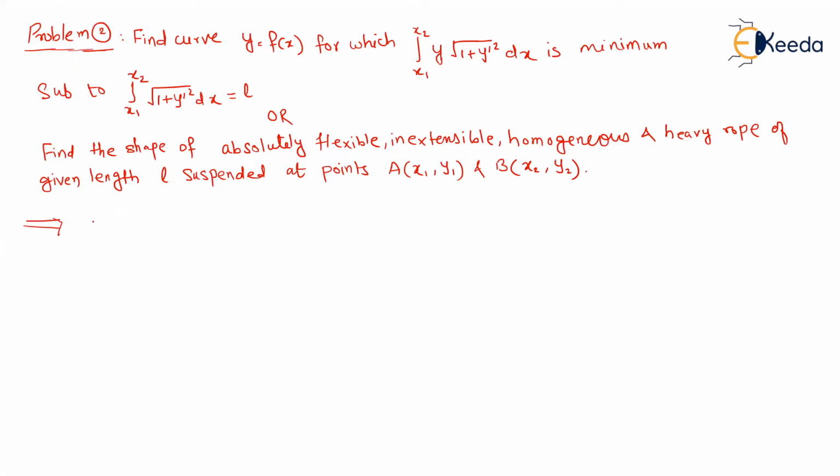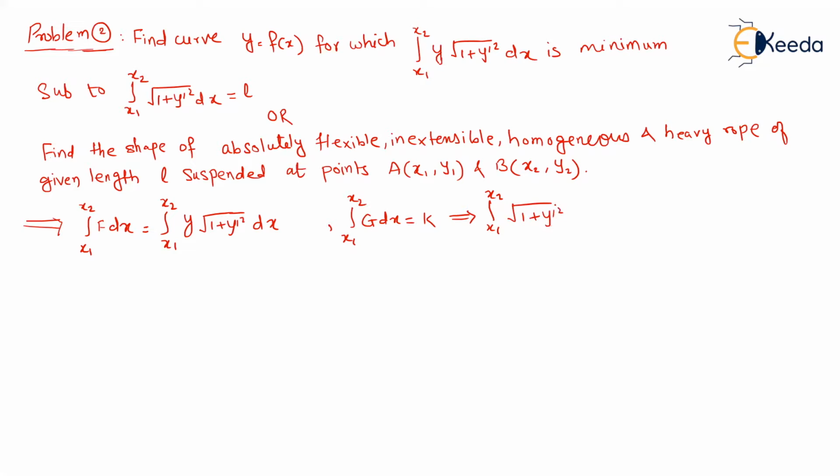So let us start. Here the integral from x1 to x2 of f dx is given as the integral from x1 to x2 of y root of 1 plus y dash square into dx, and the constraint, the integral from x1 to x2 of g dx equal to k, is the integral from x1 to x2 of root of 1 plus y dash square into dx equal to n.